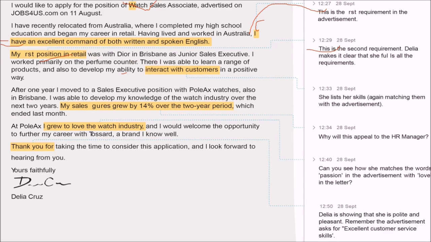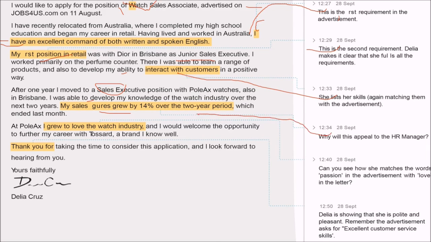Was with Dior in Brisbane as Junior Sales Executive. Again, see, this is capital, Junior Sales Executive. I worked primarily on the perfume counter. There I was able to learn a range of products and also to develop my ability to interact with customers in a positive way. Here she lists her skills, again matching with the advertisement. After 1 year, I moved to the Sales Executive position, capital, with Polex watches, also in Brisbane. I was able to develop my knowledge of the watch, including over the next 2 years. My sales grew by 14% over the 2 year period, which ended last month.